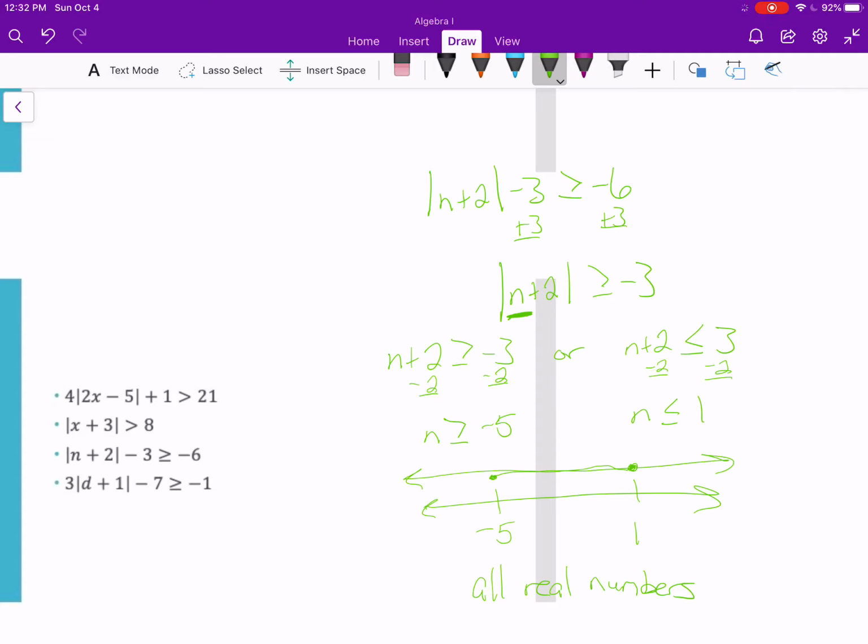Notice that if this were flipped the other way to be a less than or equal to, this one would not work because you can never have an absolute value less than a negative. So it's still possible to get an infinite number of solutions, like all real numbers, or no solution is also possible.